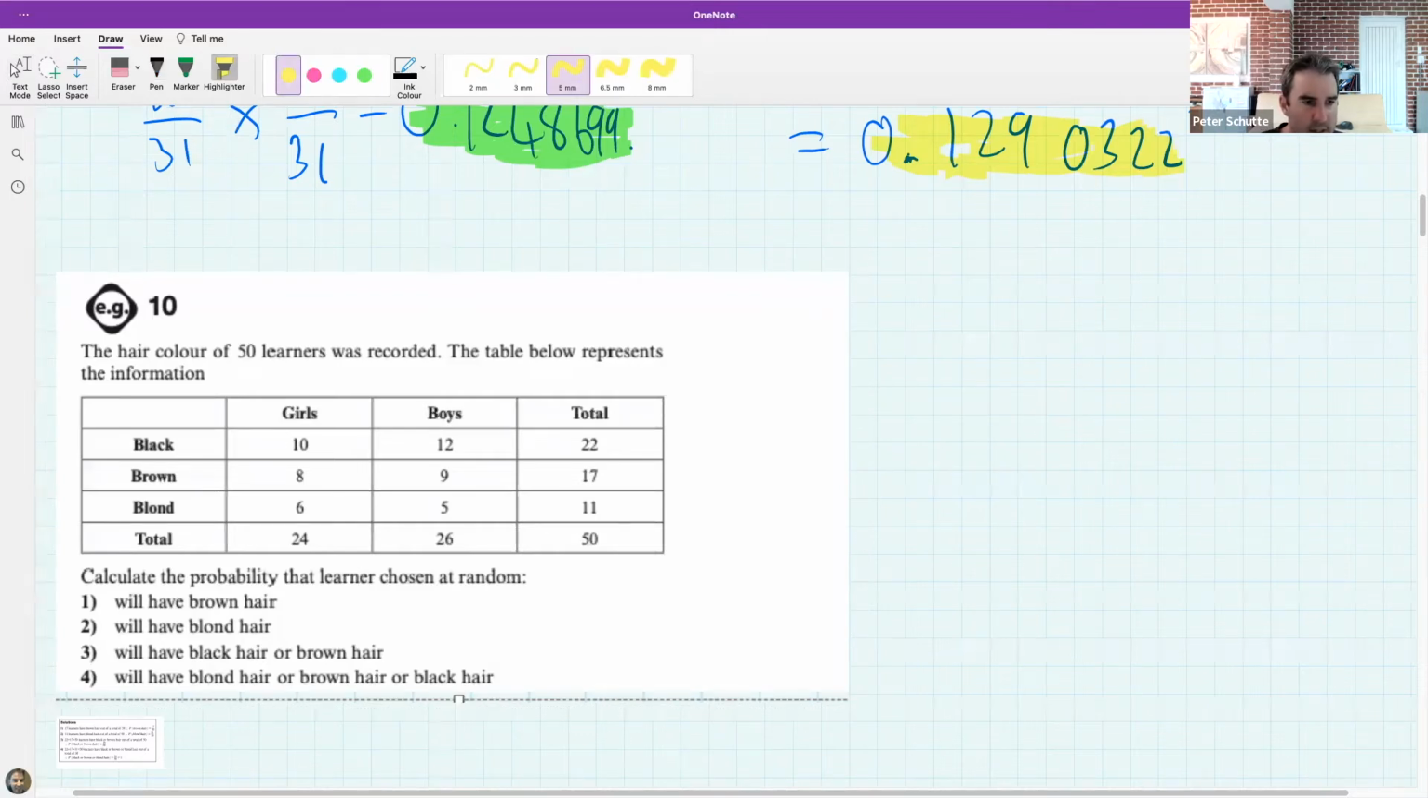Brown hair would be, where's brown hair? So brown would be here, 17, and the total is 50. So we get 17 out of 50 for that.